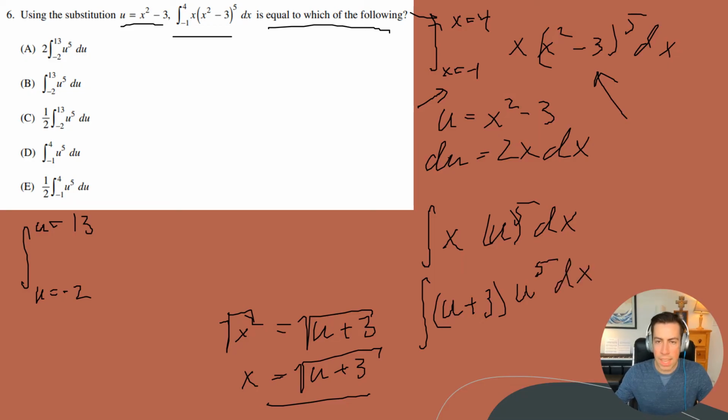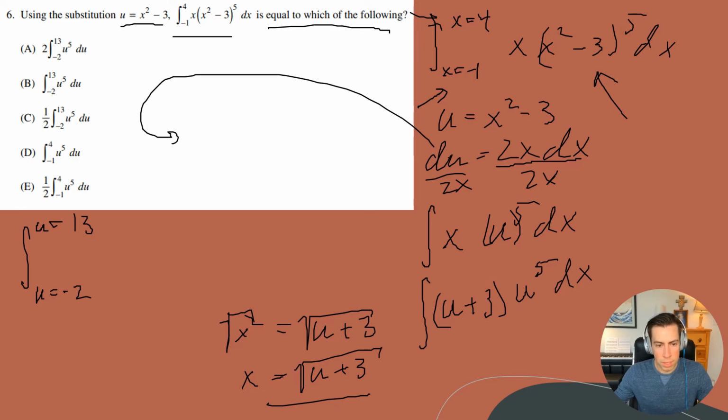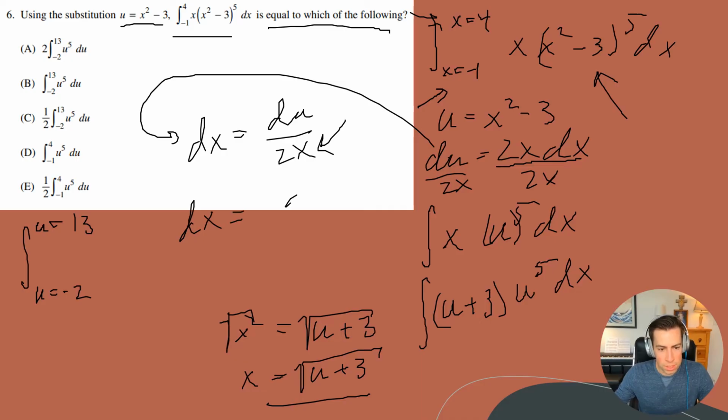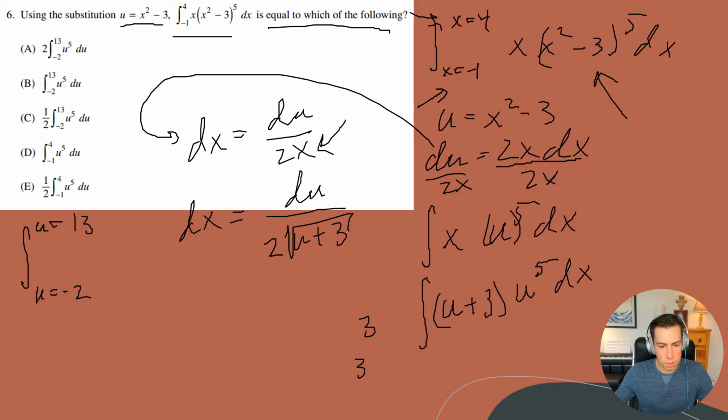Now what is dx? Well, all I have to do here is divide by 2x. So if I bring that over here, I now have dx equals du over 2x. But I don't want this x. I want that in terms of u. So now I have dx equals du divided by 2 times the square root of u plus 3. Okay, so now I'm going to go ahead and erase this.